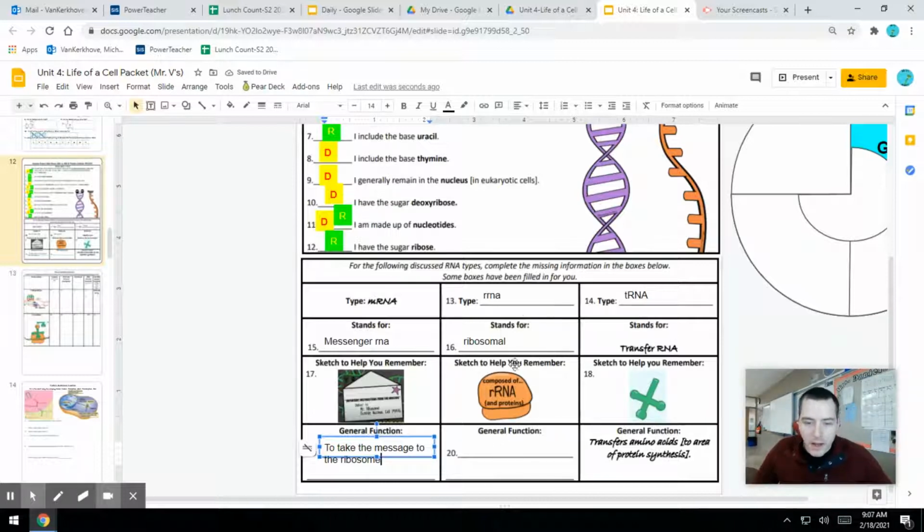rRNA is what makes the ribosomes, and the rRNA's job is to make stuff. That's what ribosomes do. They make protein. And tRNA transfers amino acids to the mRNA to make protein.